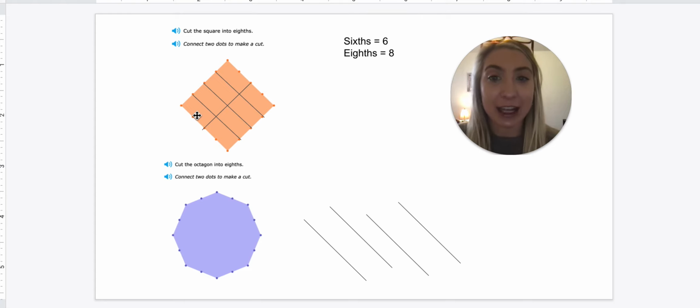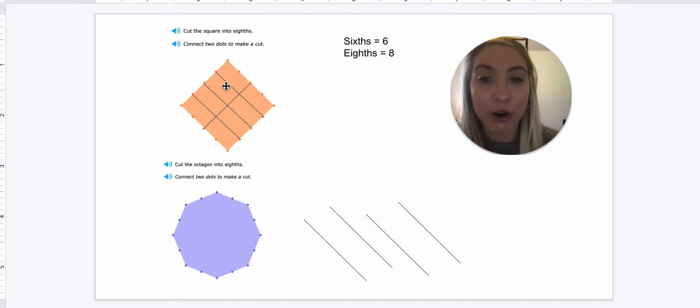So I have 8ths. I need to make sure it's 8 equal parts. So 1, 2, 3, 4, 5, 6, 7, 8. So now there's 8 equal parts, and I know it's equal because they're all the same size, and I know that when I connected my dots, it went from here to here straight across, and here's right in the middle. I see I have 2 dots here, 2 dots here, and that's how I know it's cut right in the middle.